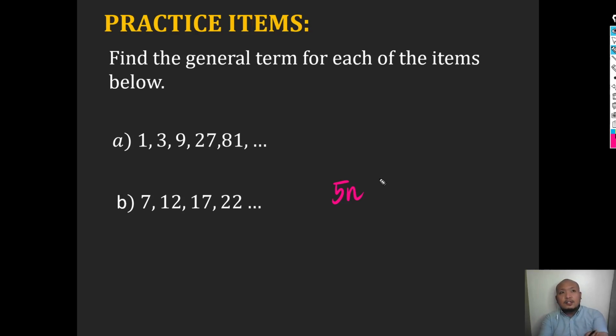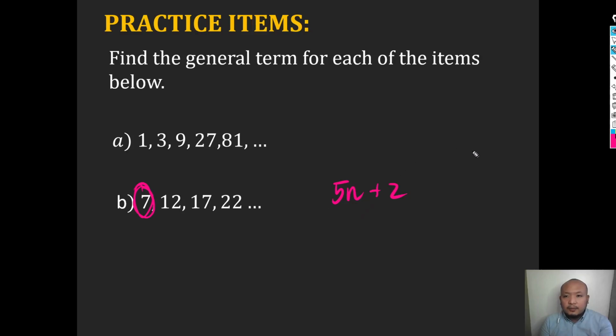Kasi kung ang first term mo ay 7 at ang n mo for the first term is 1, hindi nagmamatch. So may kulang dito sa ating formula. 5n nga lang ba itong 7? But how does it become 7? Parang may kulang. What if we add the 2? Tignan mabuti ha. 5n plus 2 is in fact gives me 7 if n were equal to 1.